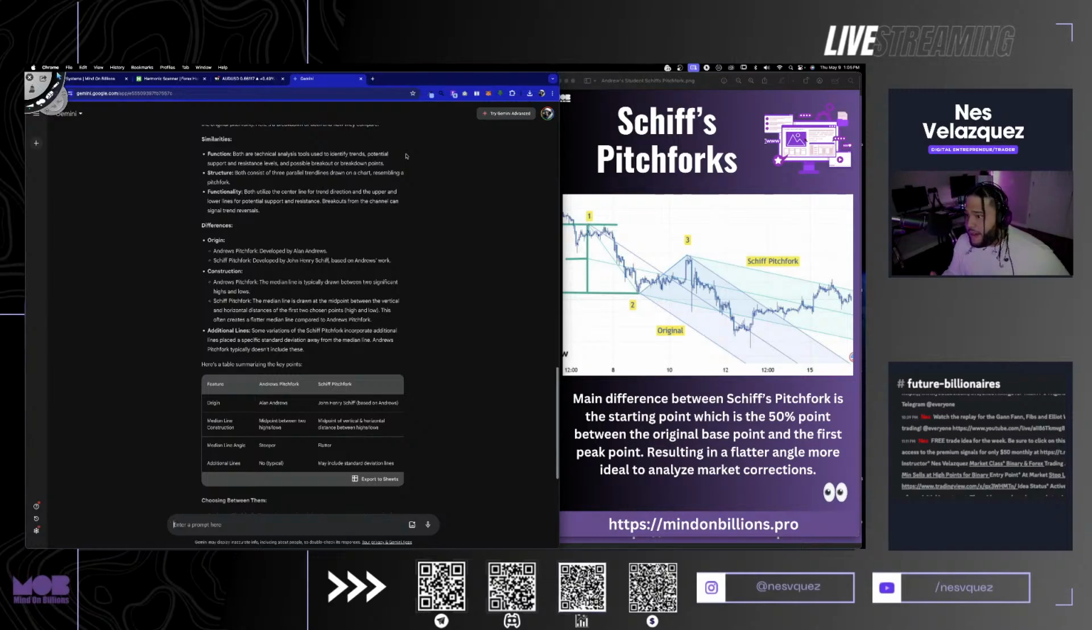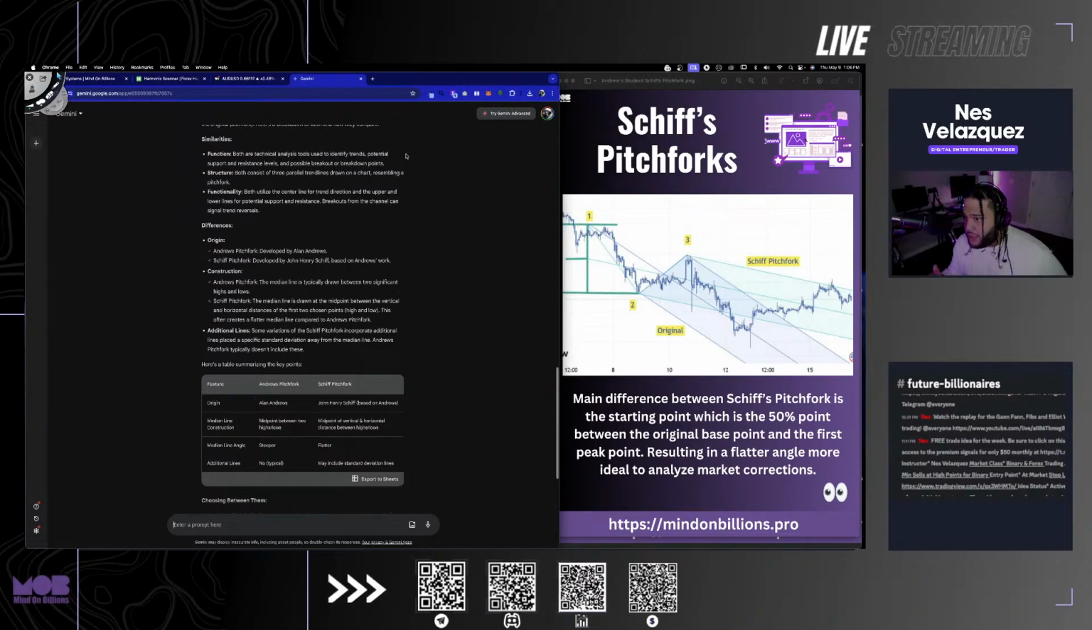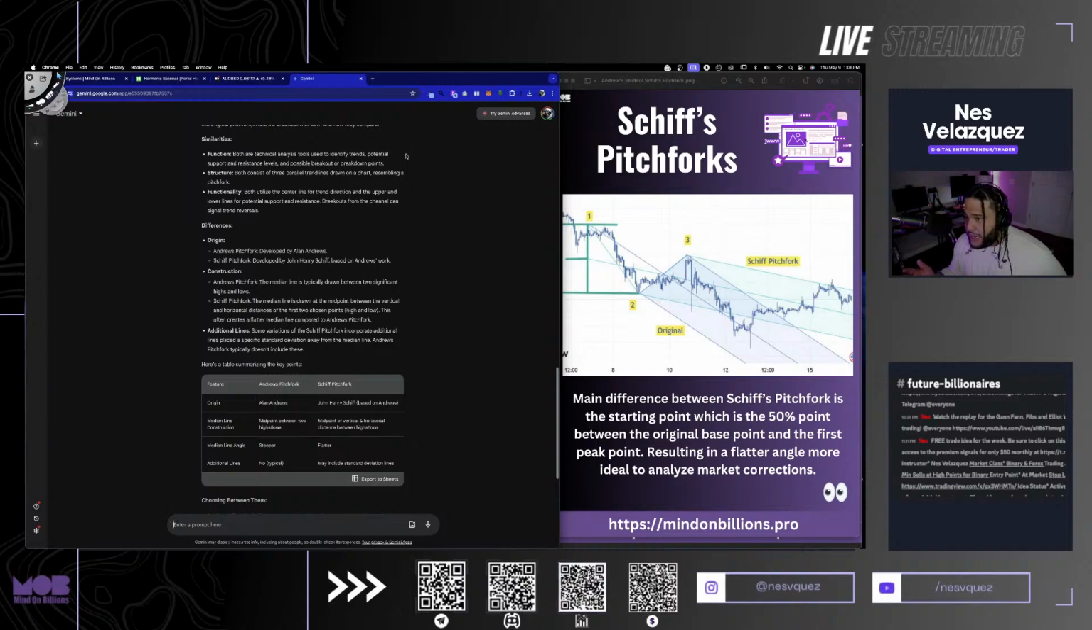Additional lines. Some variations of the Schiff Pitchfork incorporate additional lines placed at a specific standard deviation. If you're familiar with Bollinger Bands, we'll get into indicators after this lesson today. Those lines are based on standard deviation away from the median line. Andrew's pitchfork typically doesn't include these.